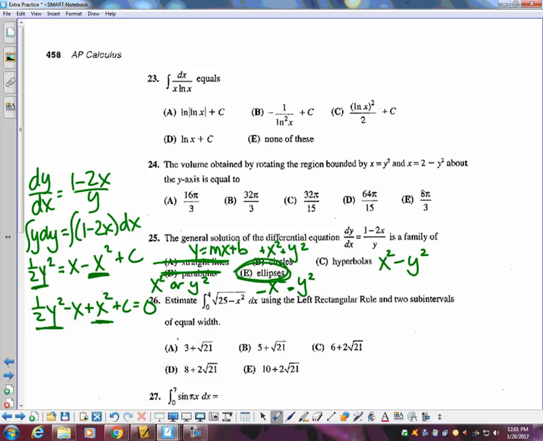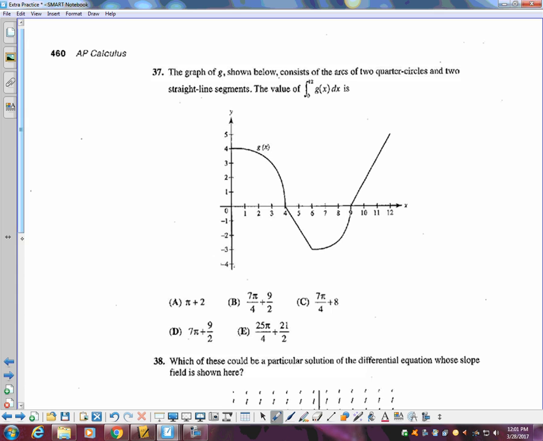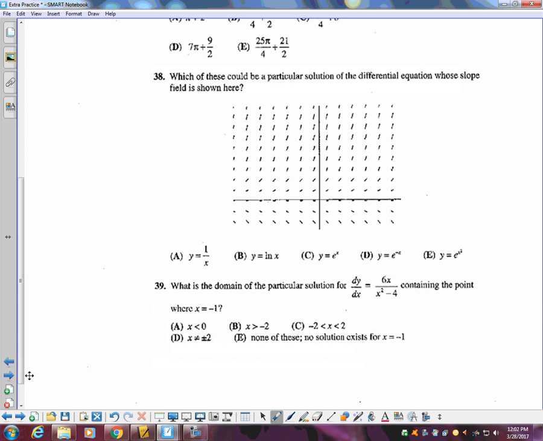Okay, so now we're headed to 38. Thirty-eight is nice and easy. Again, when you have slope fields, pay attention to your y equals.